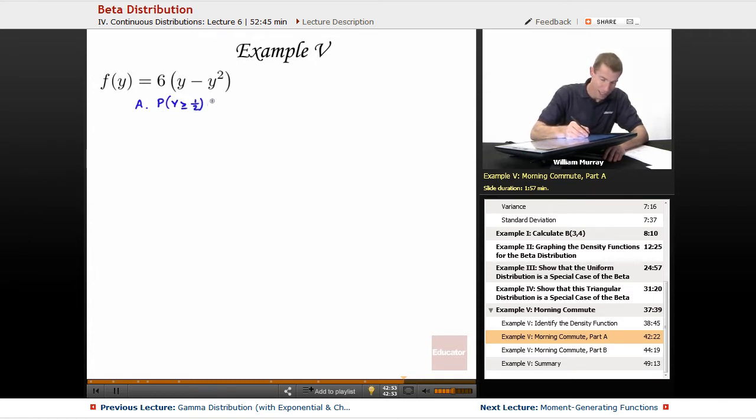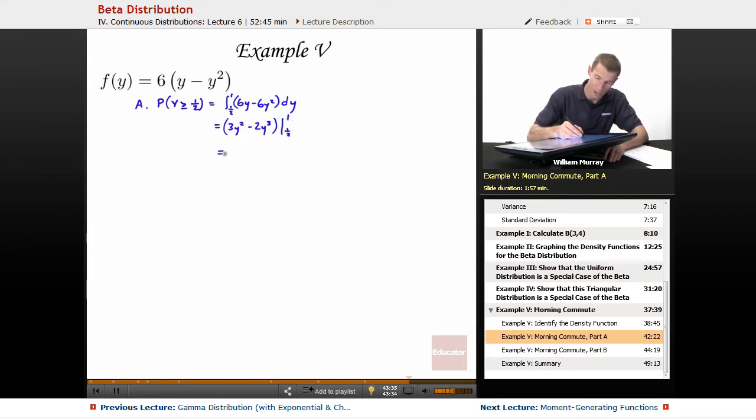It's 1/2. And so that's the integral. Remember, our range is from 0 to 1. So 1/2 to 1, because we want it bigger than 1/2, of 6y minus 6y squared dy. And now we have a little calculus problem to solve, and it's not a hard one at all. So that's, let's see, the integral of 6y is 3y squared. The integral of 6y squared is 2y cubed. And we want to evaluate that from y equals 1/2 to y equals 1.